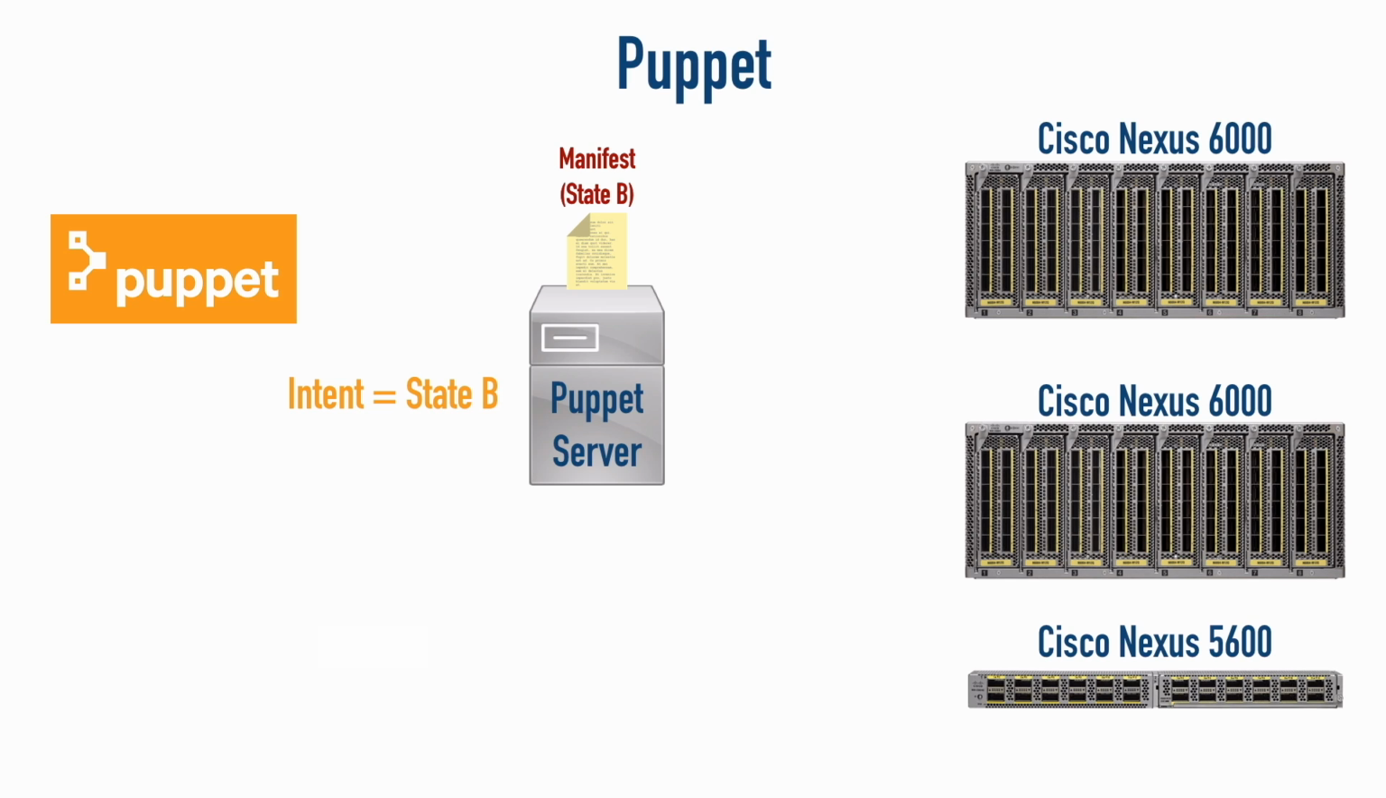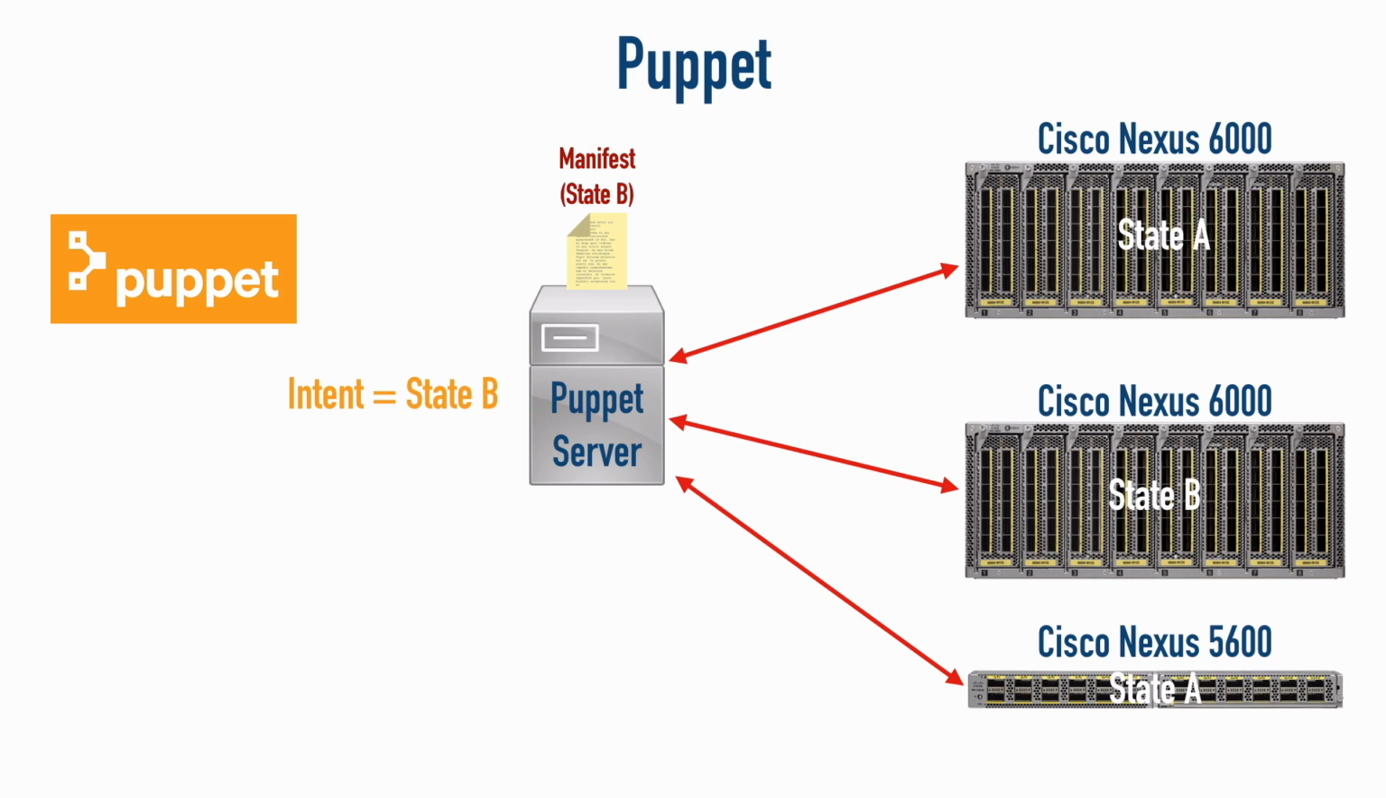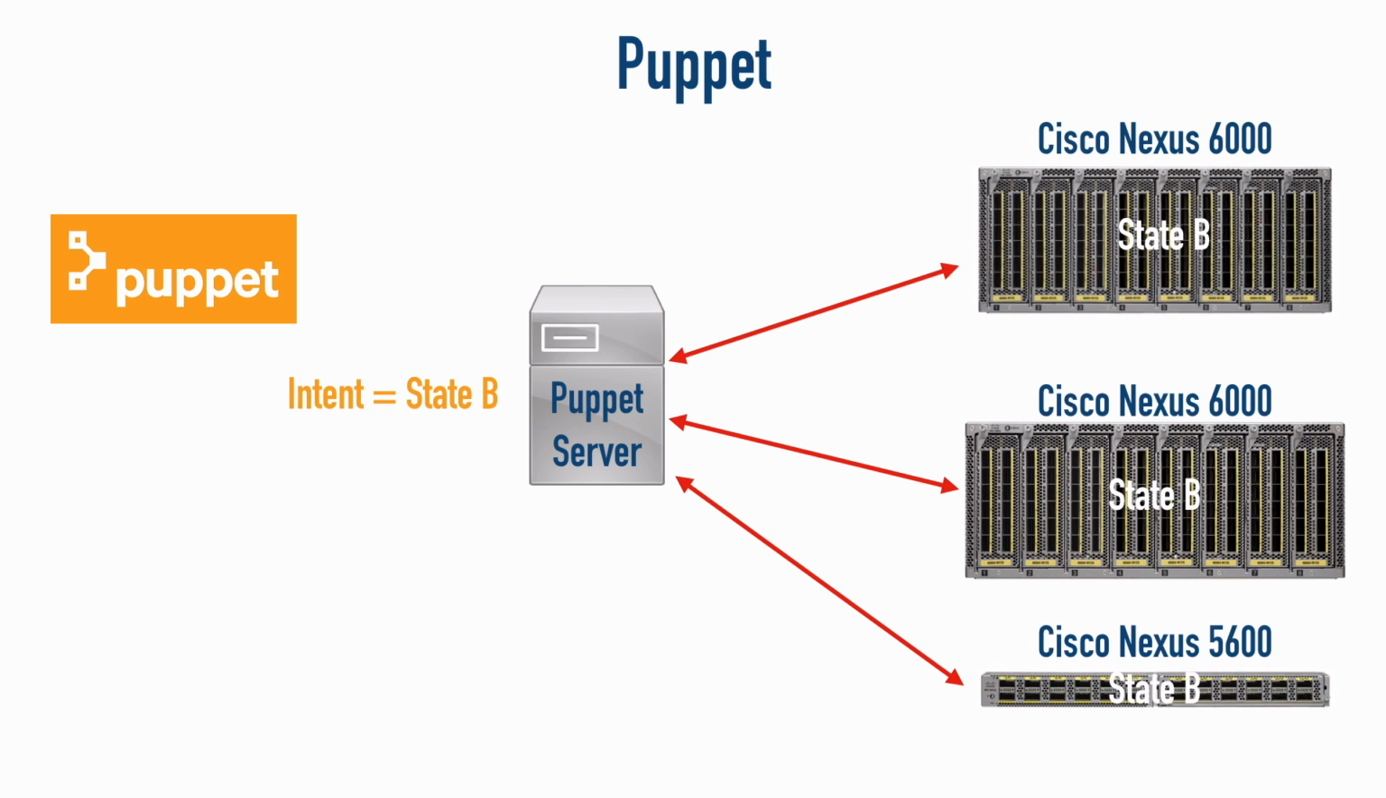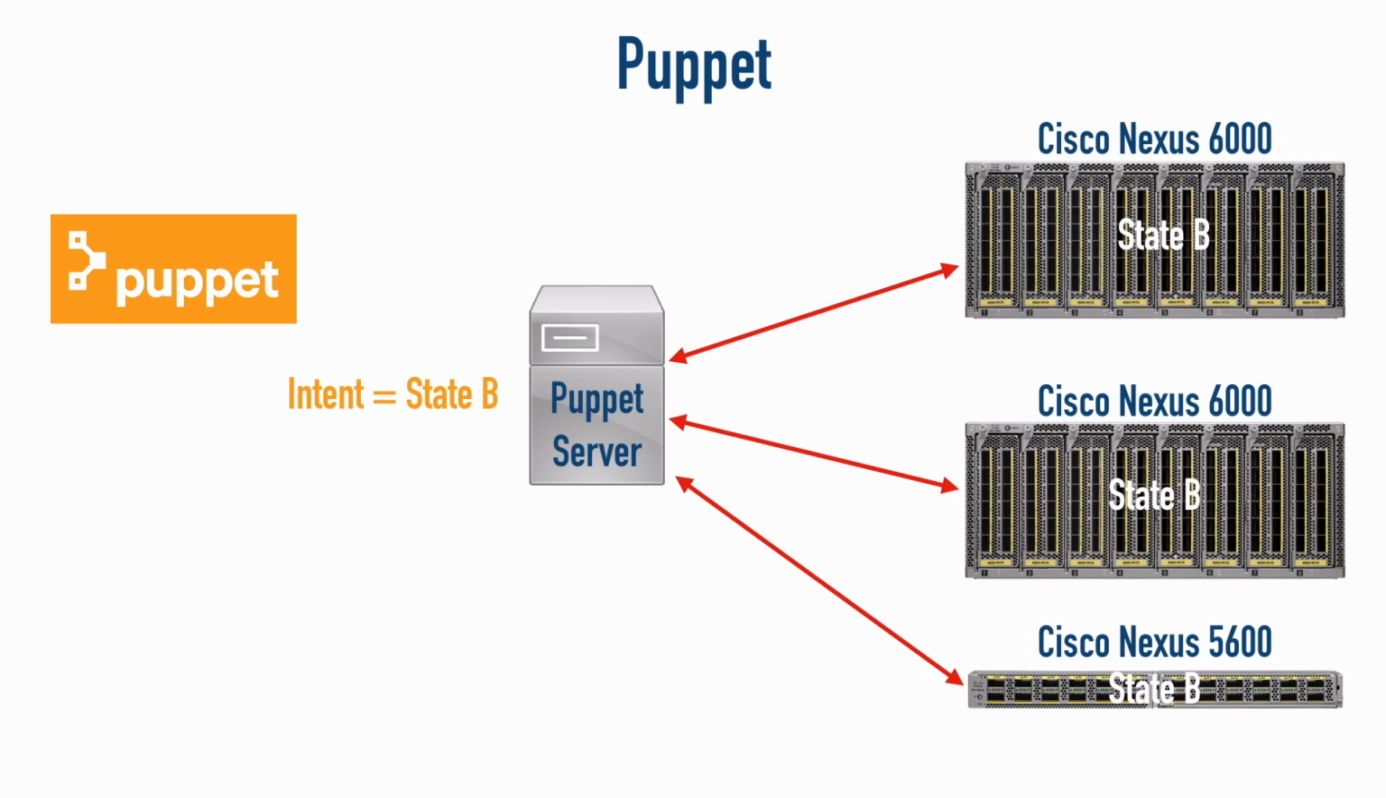And we can have bidirectional communication between the server and the agents that are running on these Nexus switches. And we can check to see what their states are. And maybe the top and bottom switches, they're in state A. They're in a different state than what we want. The middle switch, it's in state B, so we don't need to do any configuration there. But what we can do is we can push out this manifest and make changes on those top and bottom switches so that they become compliant with the state we want everybody to be in. That's an example of what Puppet can do for us.